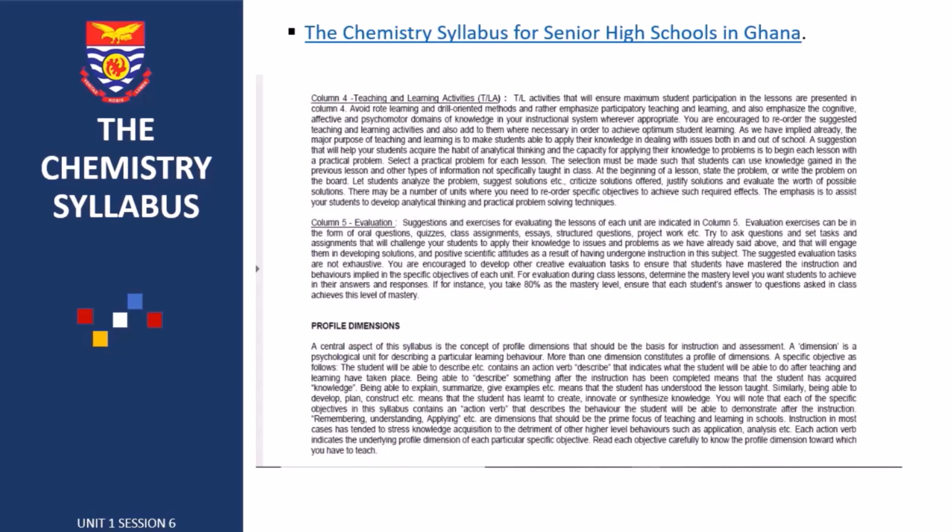Okay. Then we go to column 4. It's about teaching and learning activities. The syllabus gives you or suggests some teaching and learning approaches and methods that could be appropriate to help in teaching that specific topic for the unit or for that section. For column 5, it's about evaluation, where there are suggestions on exercises for evaluating the lesson of each unit.